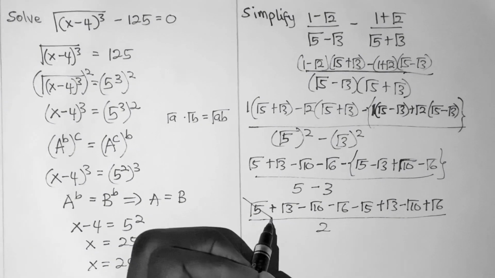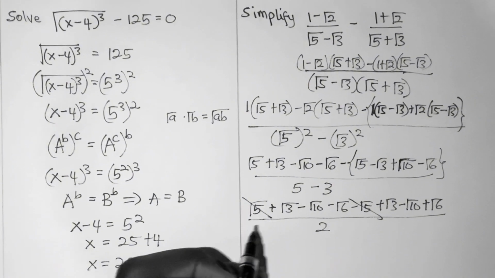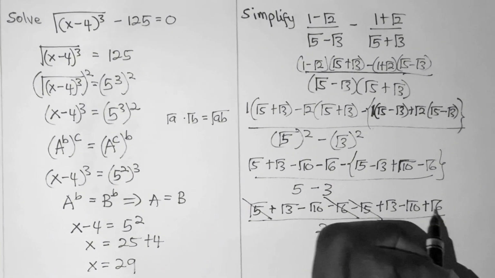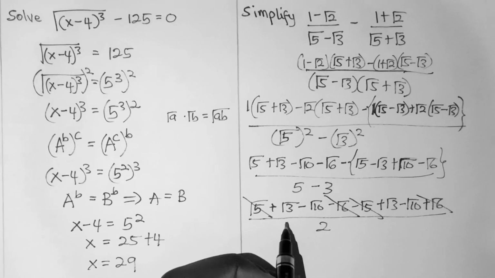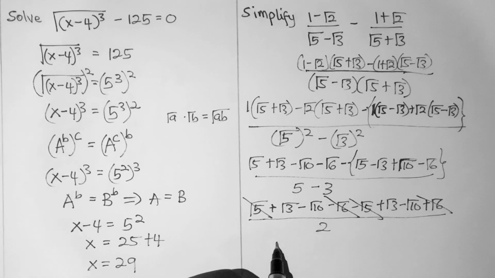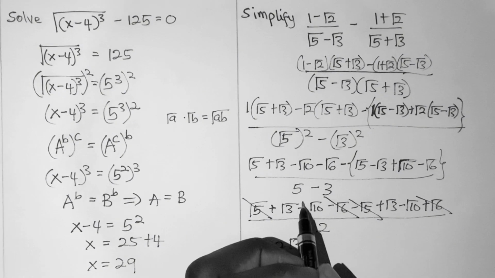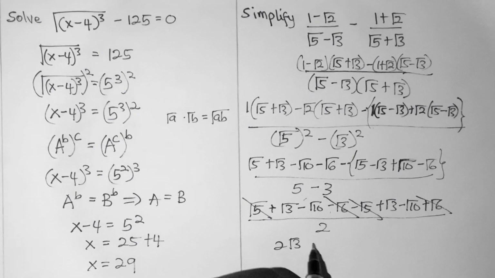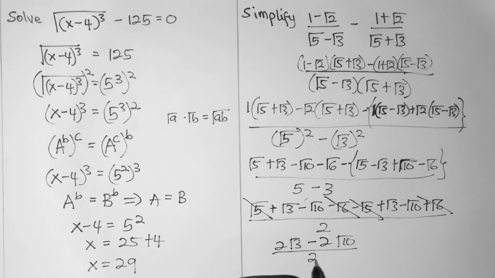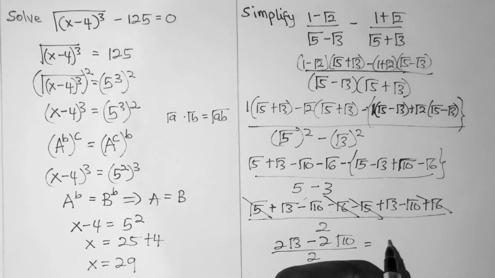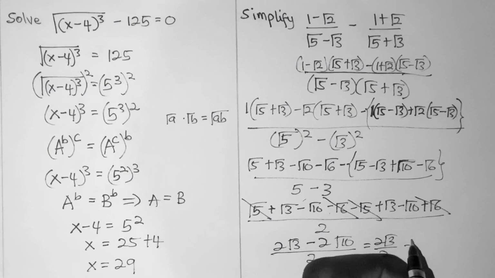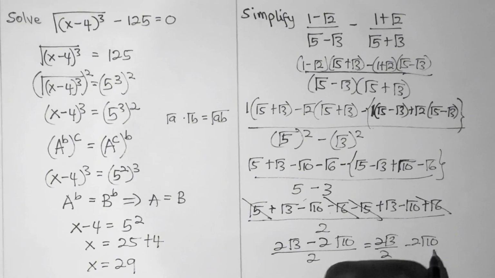So you can see that plus root 5 minus root 5 will cancel. Then minus root 6 plus root 6 will also cancel. Now look at this: root 3 plus root 3 is 2 root 3, and minus root 10 minus root 10 becomes minus 2 root 10, divided by 2. So this is equal to 2 root 3 divided by 2 minus 2 root 10 divided by 2.